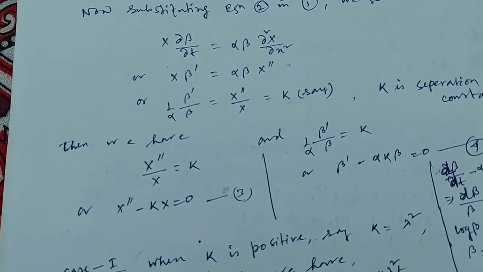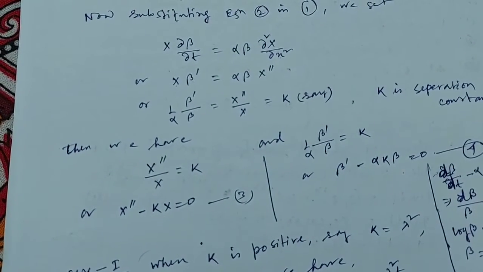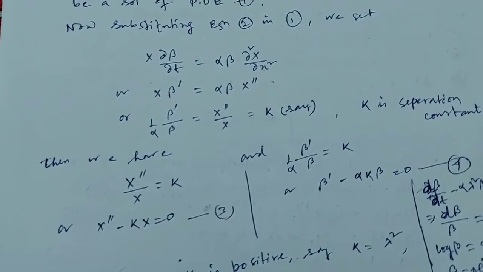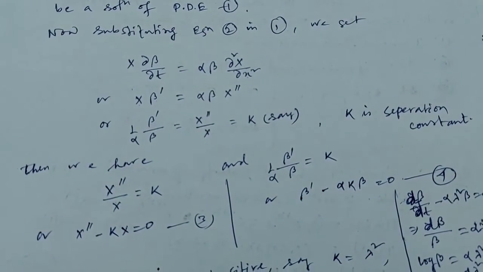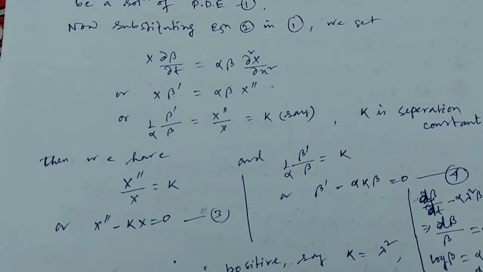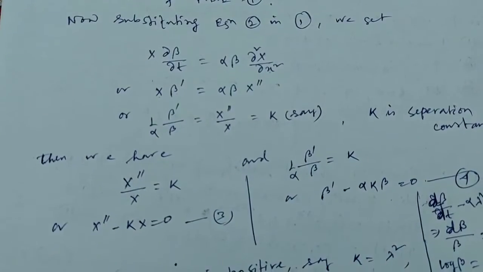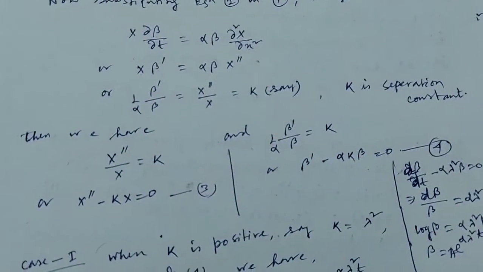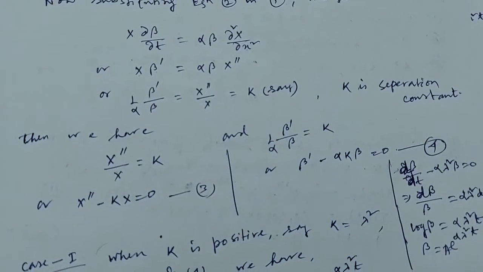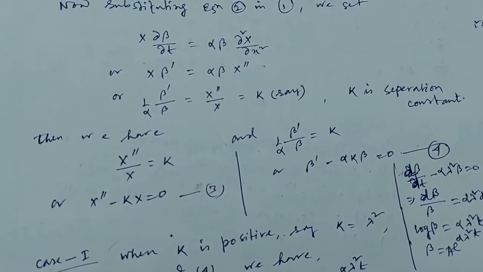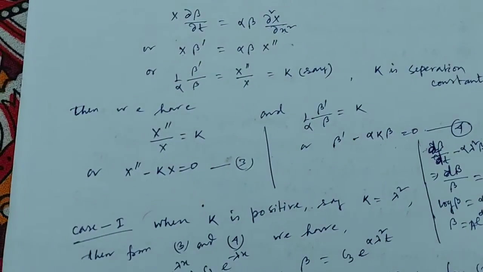So equation 3 is a second order homogeneous ordinary differential equation, and equation 4 is a first order ordinary differential equation. So we can now easily solve equations 3 and 4. But here k is unknown, so k may be positive, k may be negative, and k may be 0. So 3 cases will arise.